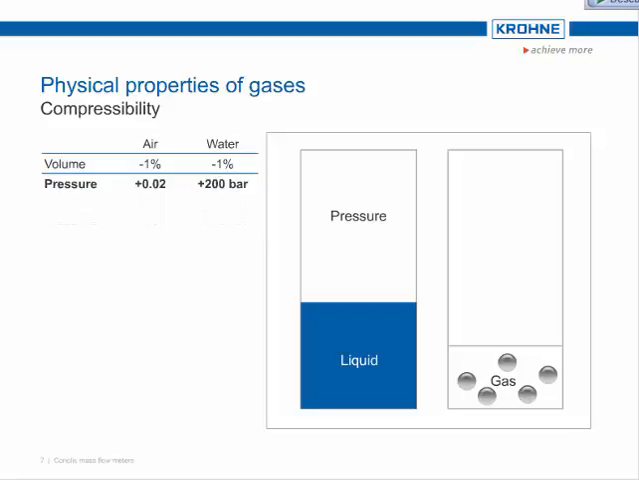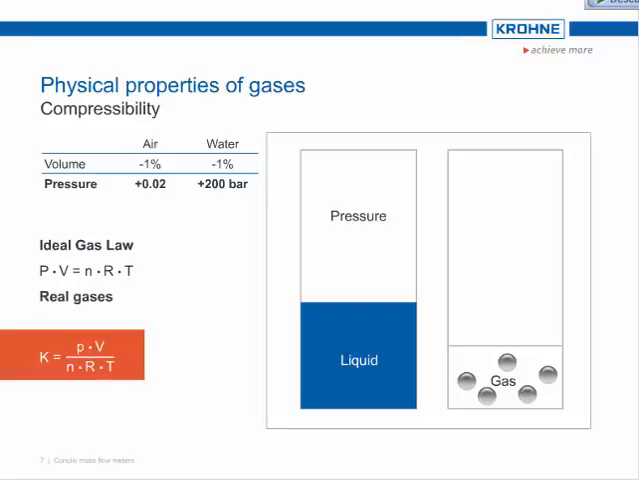Let us compare the compressibility of water and air. To reduce the volume of water by 1%, the pressure must be raised by 200 bar, whereas an increase of 0.02 bar would be enough in the case of air. Ideal gases can be calculated using the ideal gas law. The behavior of real gases is then described using the compressibility factor K.